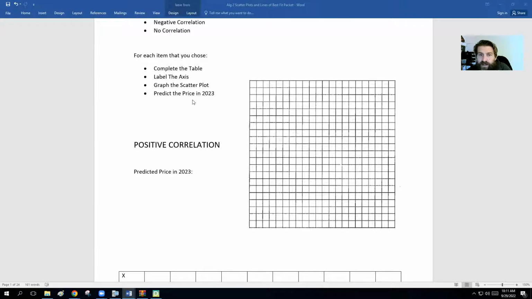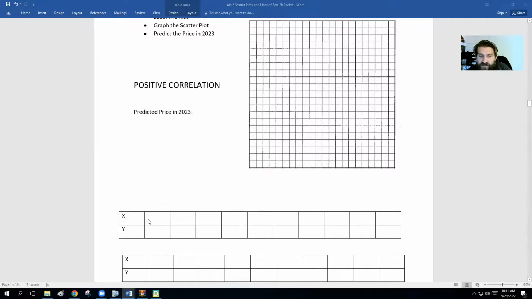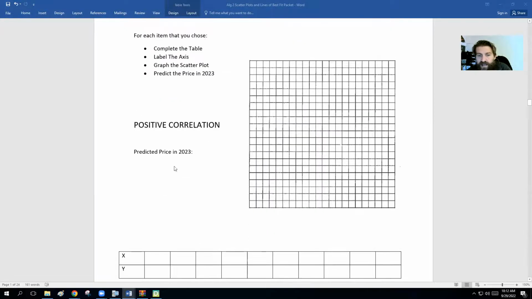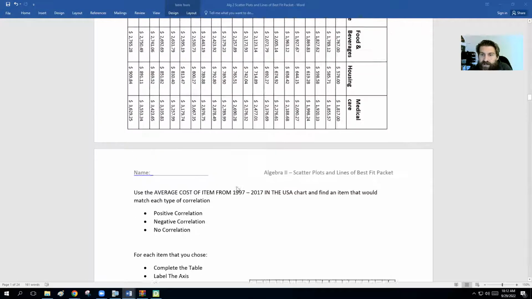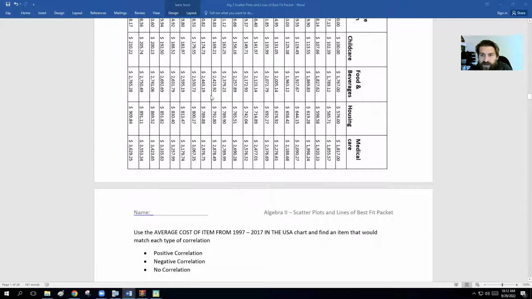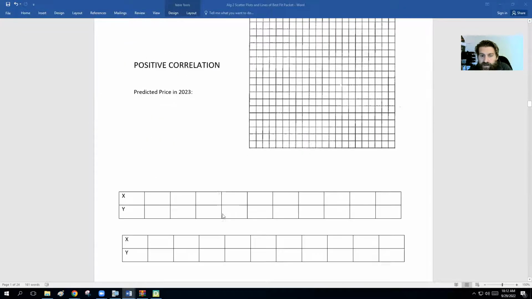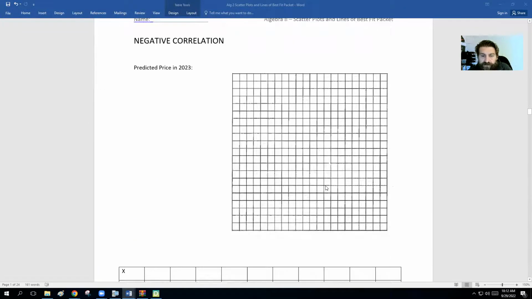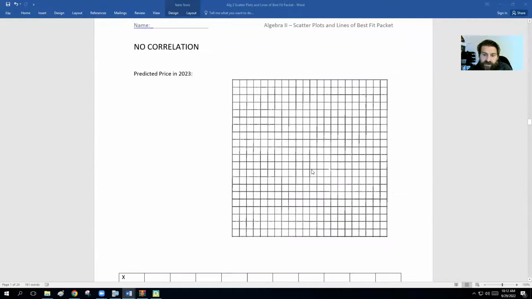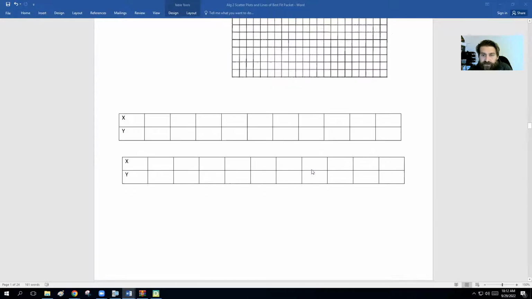All right, then what you're going to do is complete the table. So tell me, what is your X? What's your Y? So you're making X years, Y the price, or vice versa. And then based off of that graph, predict what the price of that item would be in 2023. So as you look at the trends, try to take a guess of where that would be. You're going to do that for positive, negative, and then also for no correlation.